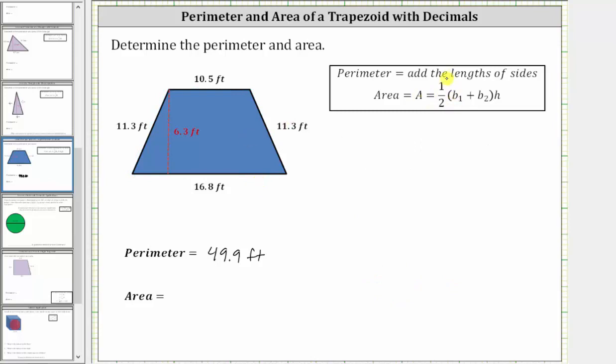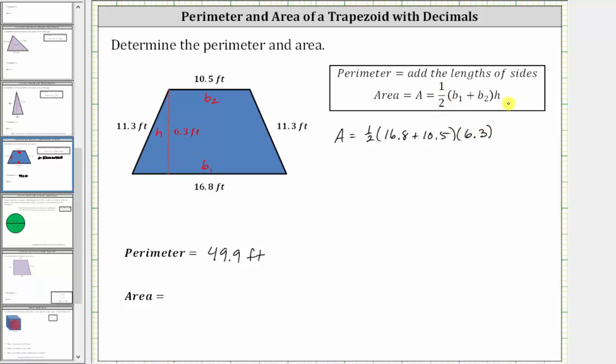The area of a trapezoid is equal to 1/2 times the sum of the two bases times the height, where the bases are the two parallel sides. So one base has a length of 16.8 feet. The other base has a length of 10.5 feet. Let's call the bottom base B sub 1 and the top base B sub 2, and the height is 6.3 feet, which means the area of the trapezoid is equal to 1/2 times the sum of the two bases, which is 16.8 feet plus 10.5 feet, times the height of 6.3 feet.